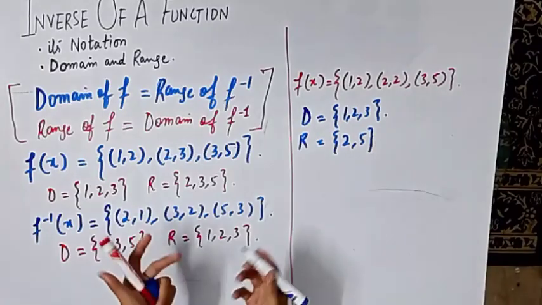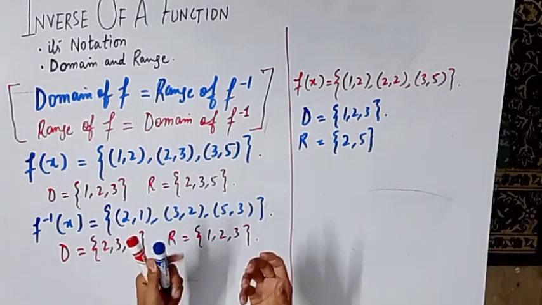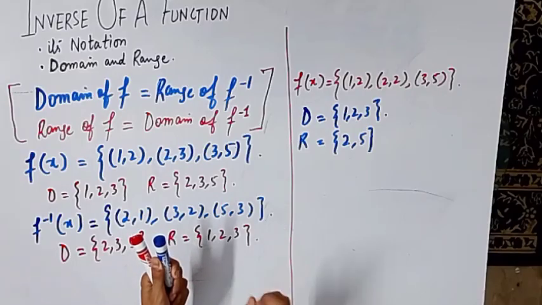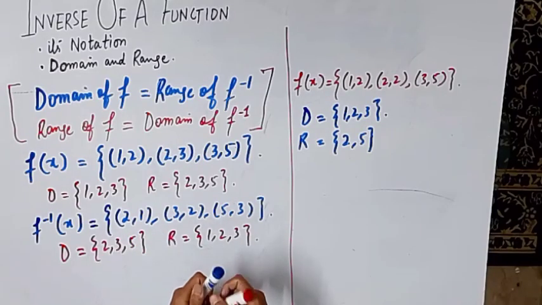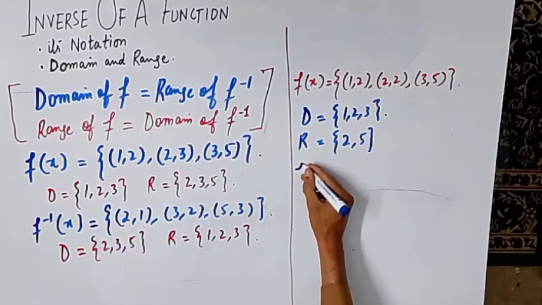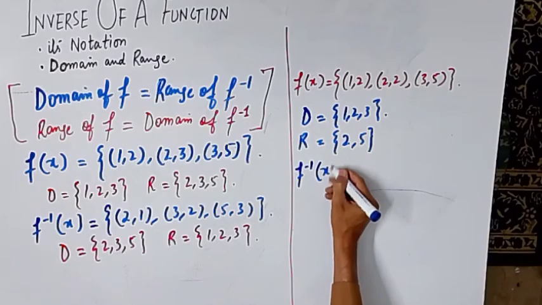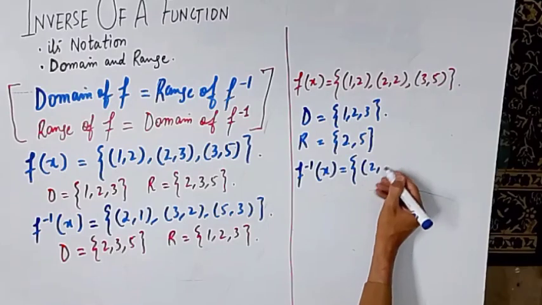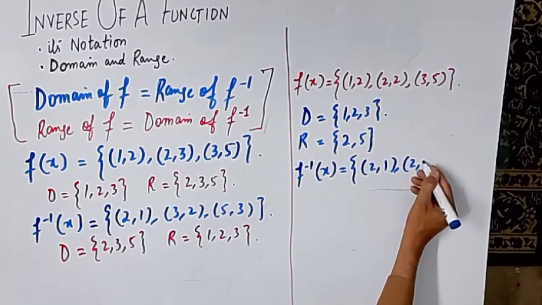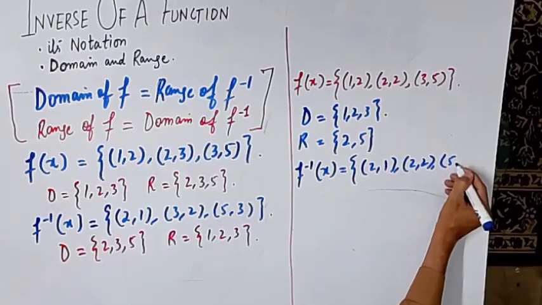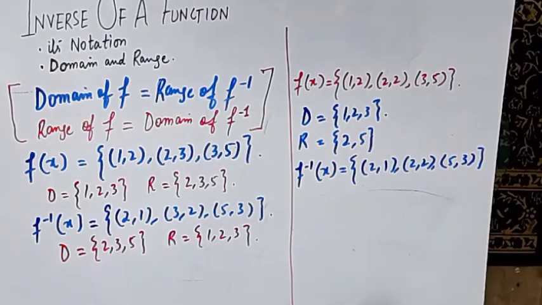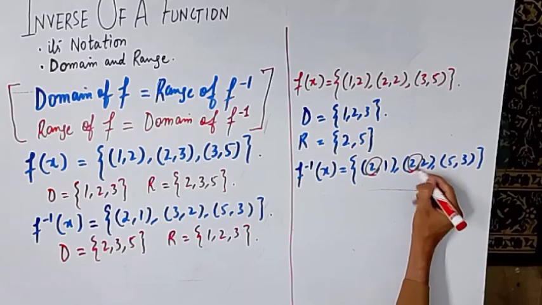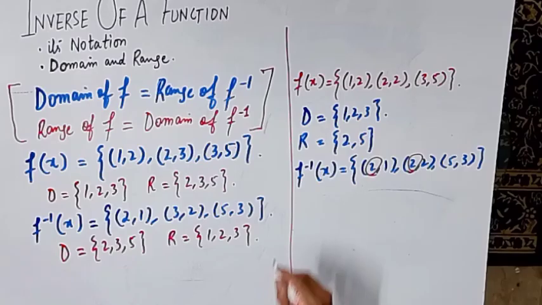As the range is repeating over here, it is possible for a function that the output will be repeated. Input should not be repeated; if the domain repeats, then it will not be a function. But now if I want to write the inverse of it, there will be one issue. You can write it like this: (2, 1), (2, 2), (5, 3). Now the issue is that the domain is repeating, so it means that it is not a function.